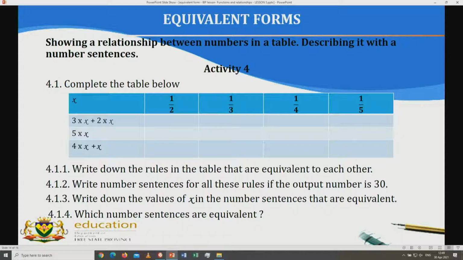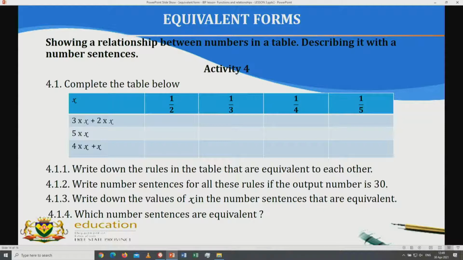Now, let's look at the next activity. We are going to show the relationship between numbers in a table, describing it with a number sentence. Now, we are going to work out the answers. The first question says, write down the rules in the table that are equivalent. To find out if the rules are equivalent, we firstly have to work out the answers.